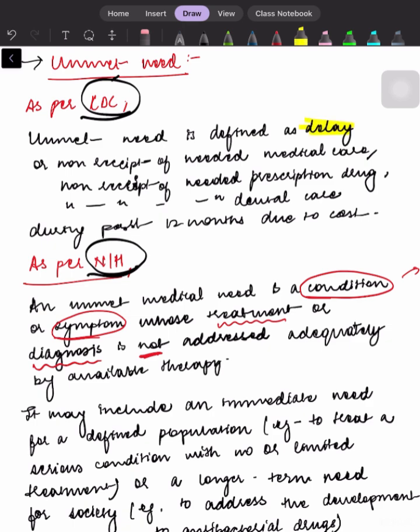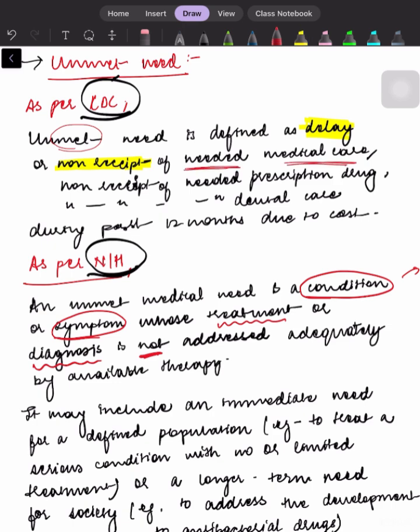Okay, so keywords are really important in a definition, and these are important ones. So if you say those keywords you would be good to go. So unmet means what? You're not able to meet something, you're not able to get something. What you're not able to get, the synonym can be delay, or the synonym can be non-recipient. You're not able to meet or not able to get whatever needed medical health care is.